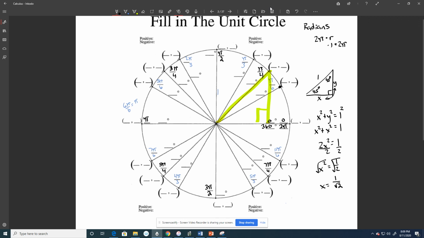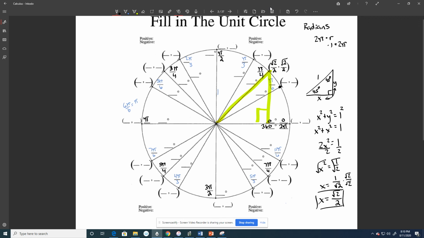So remember in Math 3, you learned to get rid of a root on the bottom, you multiply by that root on the top and on the bottom. So my x becomes square root of 2 on top, and root 2 times root 2 is just 2 on the bottom. So at this point, my x value is root 2 over 2. But if you remember, my y value is the same because it's a 45 triangle. So my y value is also positive root 2 over 2.